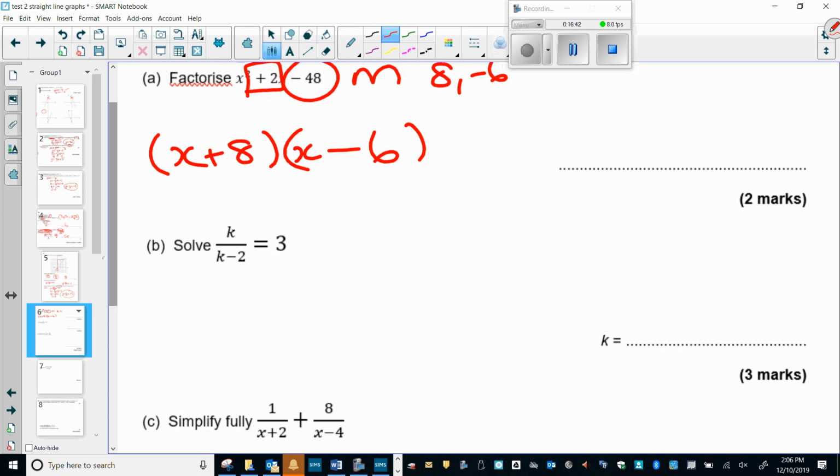Alright, Miss Rosa has her hand up. Should we ask her? Yeah. Okay, so what I did is I looked at the k take away 2 and the 3 and I swapped them. I don't know, that's what I did. Or I timed it. I timed the 3.